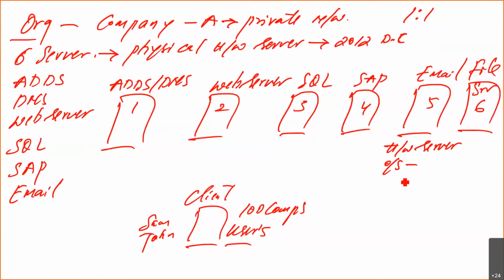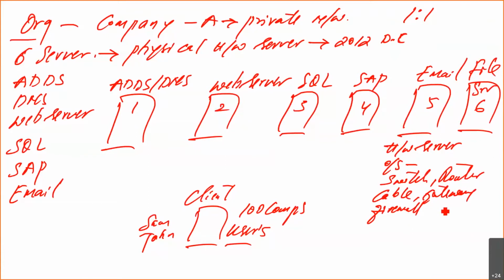This is one. And next, we require switches to connect all these machines. We require routers also to connect. We require network devices. We require cables also. And we require some gateways, and some firewalls in our network, guys.